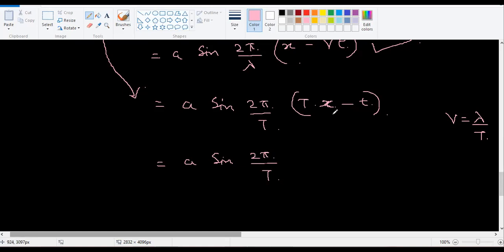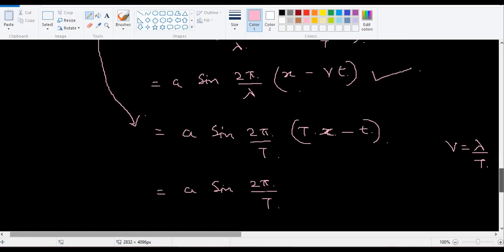What is the mistake I'm doing here? 2 pi by T is taken out. Oh, there is a lambda in the bottom. So T by lambda. T by lambda means it is x by v. So v will come in the bottom. Okay, so this is another important form of the equation.